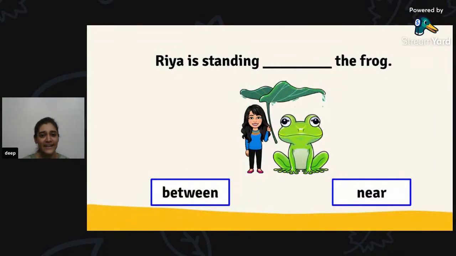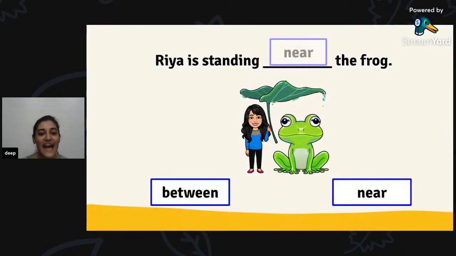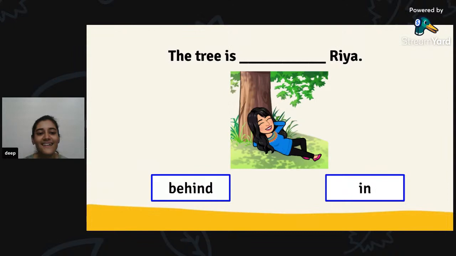Priya is standing dash the frog. Options between, near. You can look at the picture. Yes, where can you see the frog? Yes, the correct answer is Ria is standing near the frog. Perfect. Let's move to the next sentence.